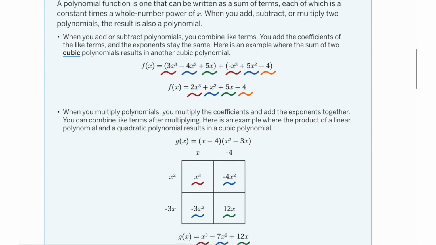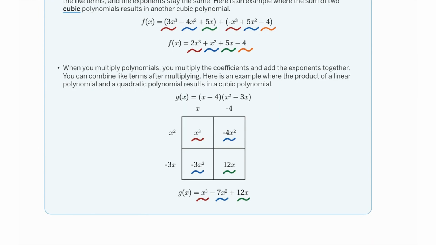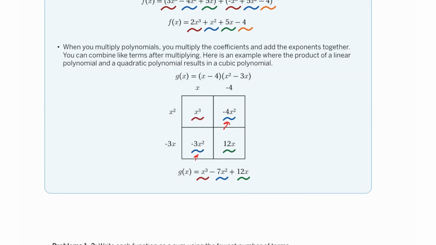When you're multiplying, though, it's really just kind of our box method again, our area model where we multiply out. And we see that we can combine like terms. If we end up getting, for example, two different terms with x squared, we can combine those.